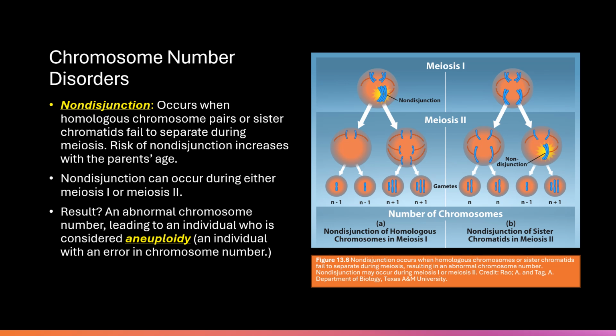Non-disjunction can occur during either meiosis 1 or meiosis 2. The result of non-disjunction is an abnormal chromosome number, leading to an individual who is considered aneuploidy. That means an individual with an error in chromosome number. So the most prevalent or most widely known non-disjunction is Down syndrome, or what we call trisomy 21. It's the most common, and it occurs at about 1 per 800 births a year in the United States.